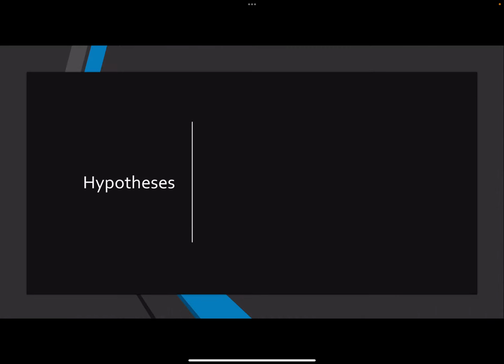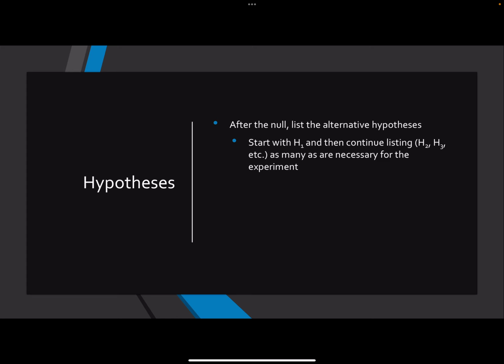An example of a null hypothesis statement. H0: There will be no difference in plant growth based on the amount of light it is exposed to, or different amounts of light exposure on plants doesn't affect its growth.